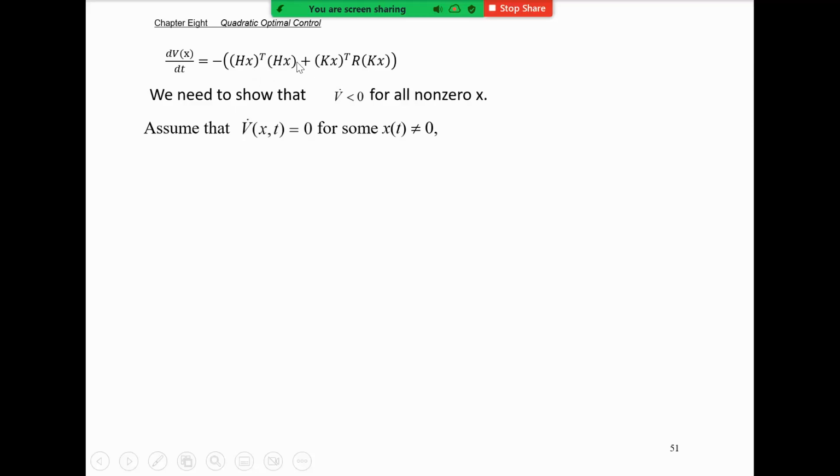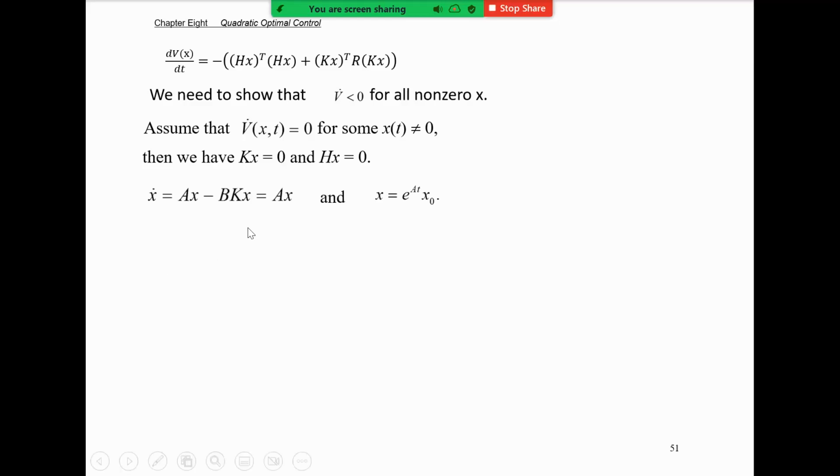Because we know both terms: this one is just an inner product of a vector. It is always positive unless the vector is 0, right? And also the second term, because R is positive definite, the vector has to be 0. Otherwise, it will be positive. So therefore, we have kx equals 0 and hx equals 0. Is that clear? Okay. All right.